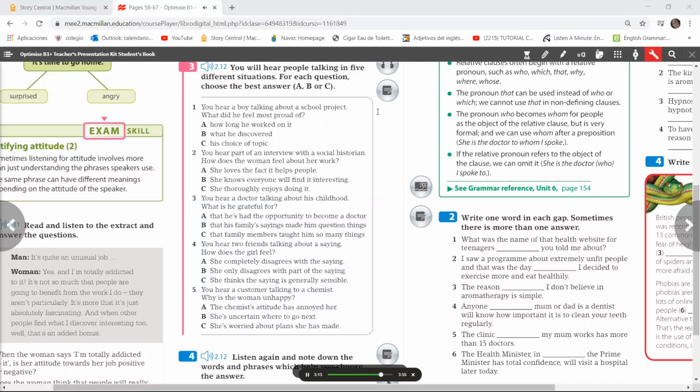5. You hear a customer talking to a chemist. Why is the woman unhappy?